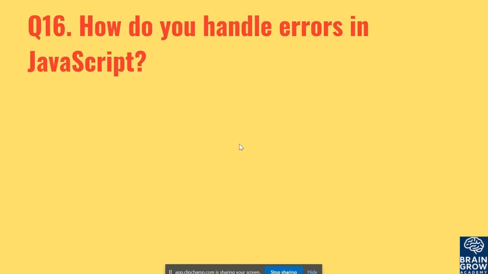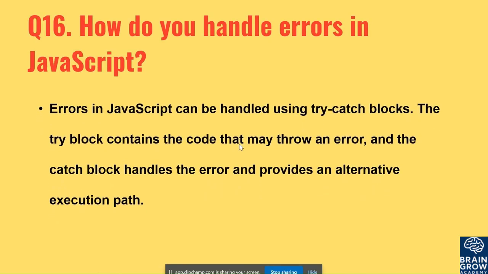And how do you handle errors in JavaScript? JavaScript provides the try catch block. The try block contains code that may throw an error, and the catch block handles the error and provides an alternative execution path. So by using the try catch block, we handle the error.